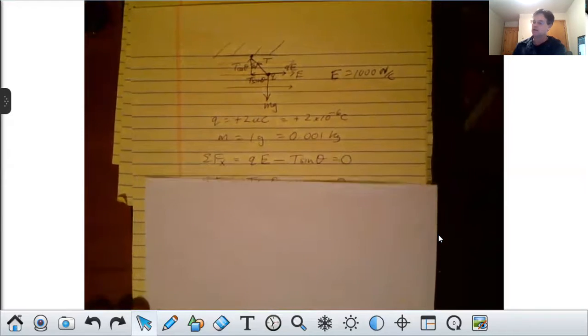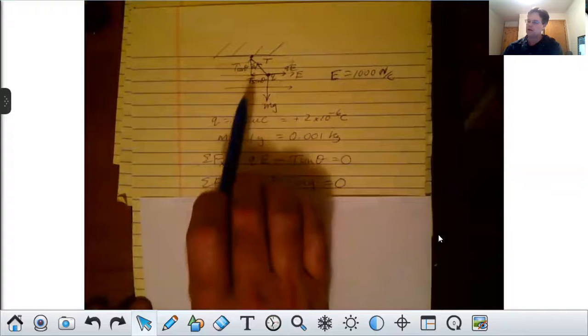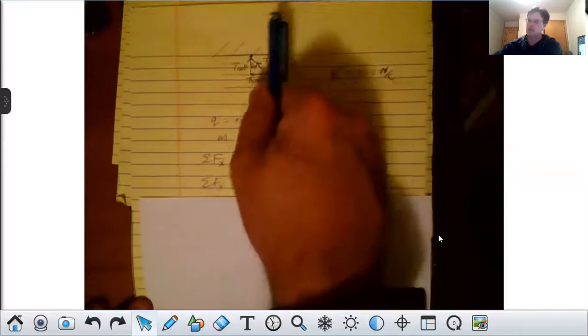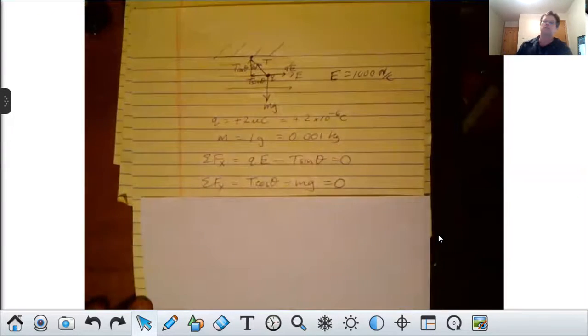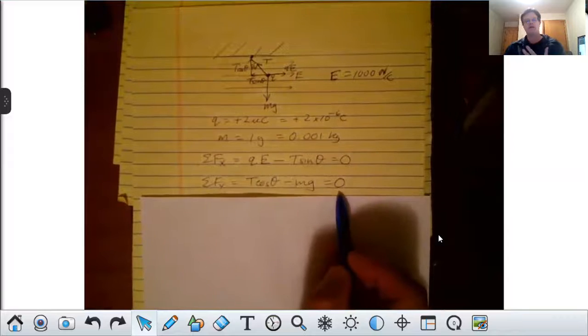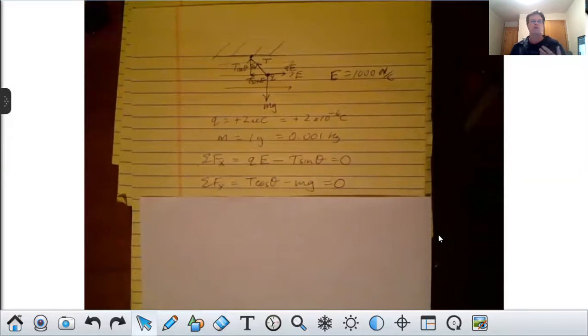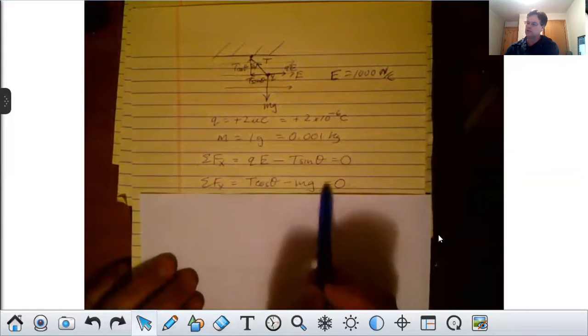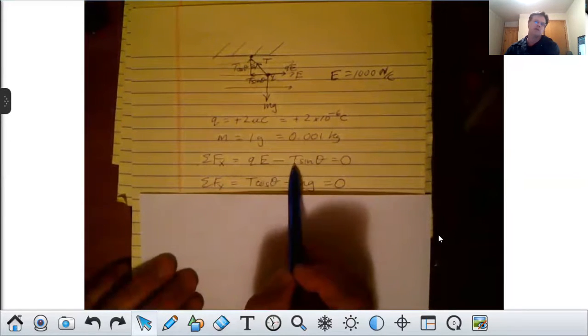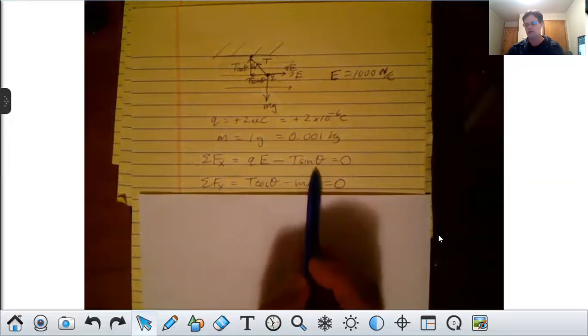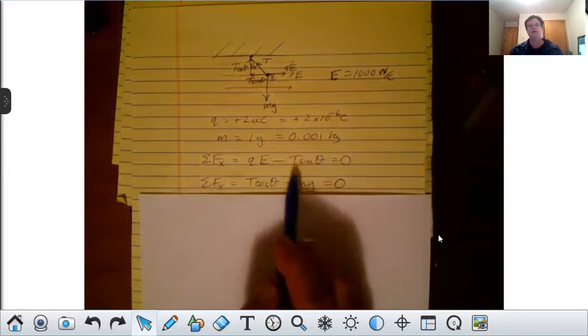I can do the same thing for the y components. I have T cosine theta minus mg, and those have to add up to 0 too, because there's no acceleration vertically. So I've got two equations, and the question I want to answer is, what angle does it end up at? I've basically got two equations and two unknowns. I don't know the tension either, but I'm interested in the angle, so I'd like to get rid of the tension.